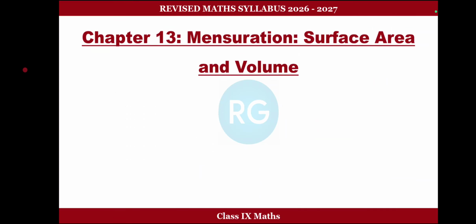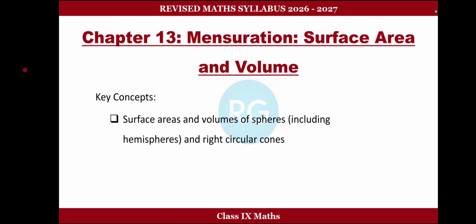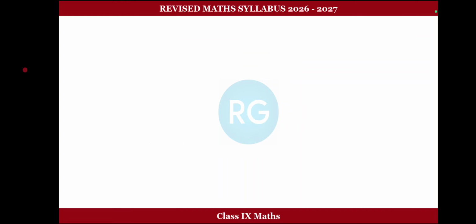Now moving on to the next, mensuration, surface area and volume, which was already there. We studied the surface area of 3 things: cuboid, hemisphere and sphere, and this year it is the same. So no change in this particular topic.